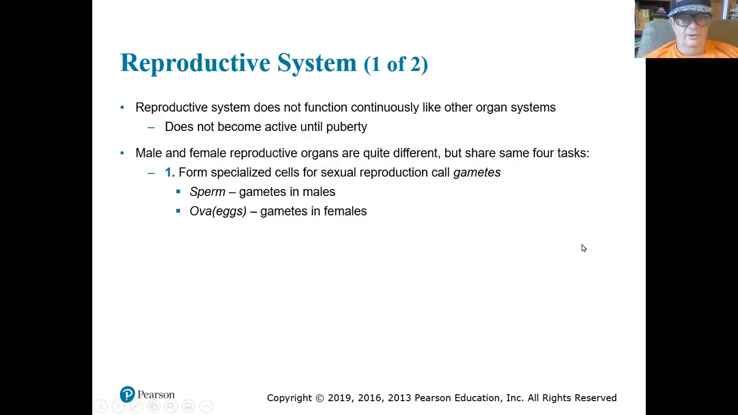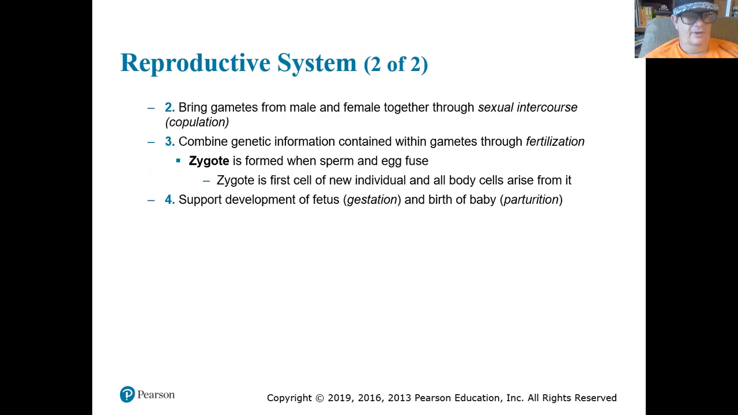Okay, so let's go in and start talking about the anatomy here. The reproductive system does not function continuously because we're not constantly reproducing. That's pretty straightforward. It doesn't become active until puberty. Male and female reproductive organs are different, but share 4 tasks. I don't know why they broke these out into 4, but let's read them.